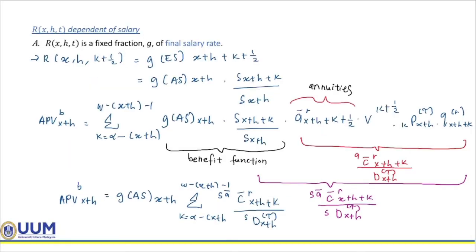Now we look at the salary-dependent case. The first case for dependent salary is where the RXHT is a fixed fraction. G is the final salary rate.